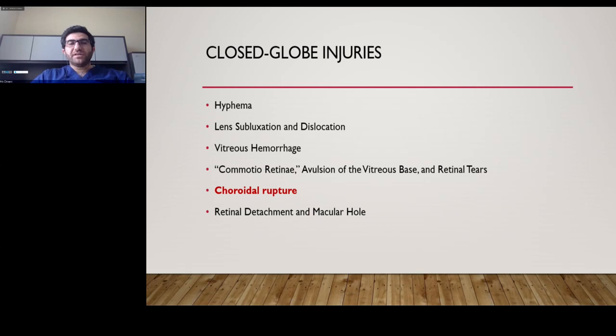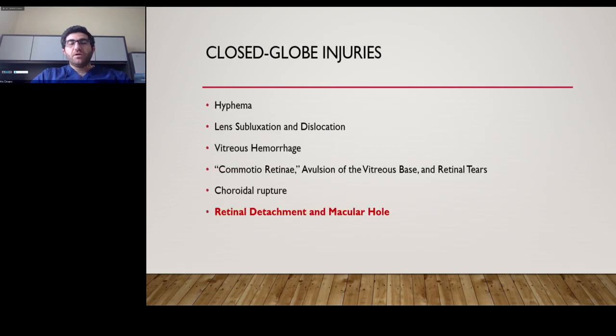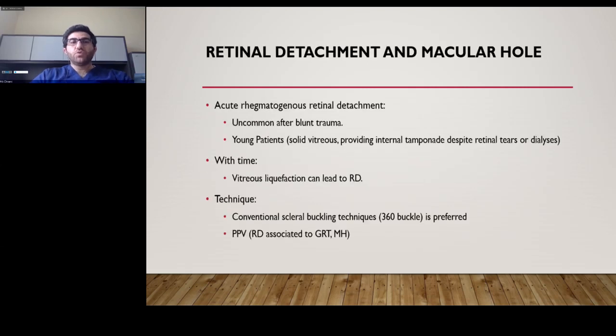In cases of choroidal ruptures affecting the posterior pole, the vision will be very poor, as we can see in this case, and those patients can develop choroidal neovascular membrane. For retinal detachment and macular hole, surgery should be done to repair the detachment and to close the hole. Usually vitrectomy is the first approach for patients with retinal detachment after trauma. Unless there is a lot of PVR, we can combine vitrectomy with scleral buckle. I usually do endolaser 360 for all patients after trauma.